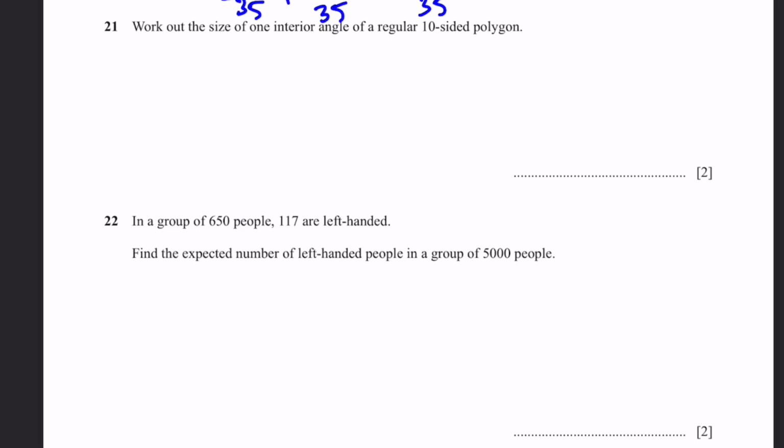Question 21. Work out the size of one interior angle of a regular 10-sided polygon. Just for your information, this regular 10-sided polygon is called a decagon.